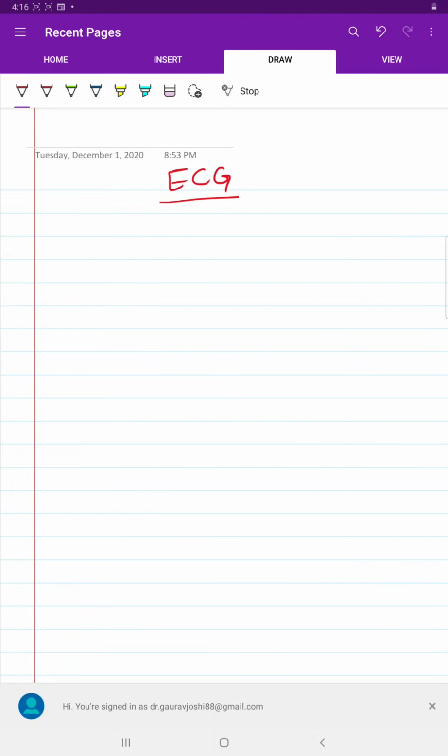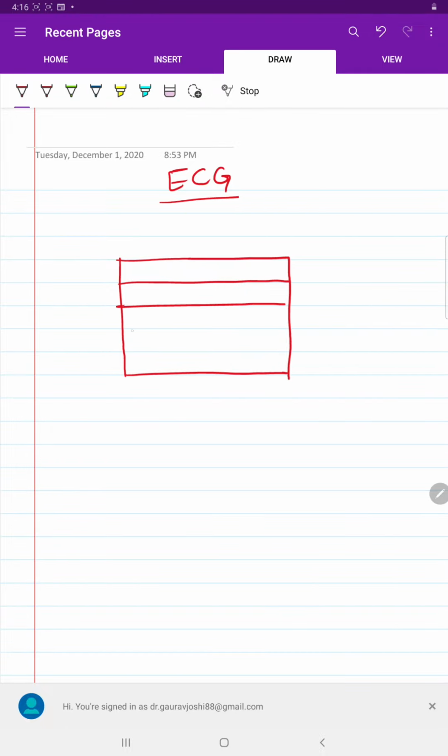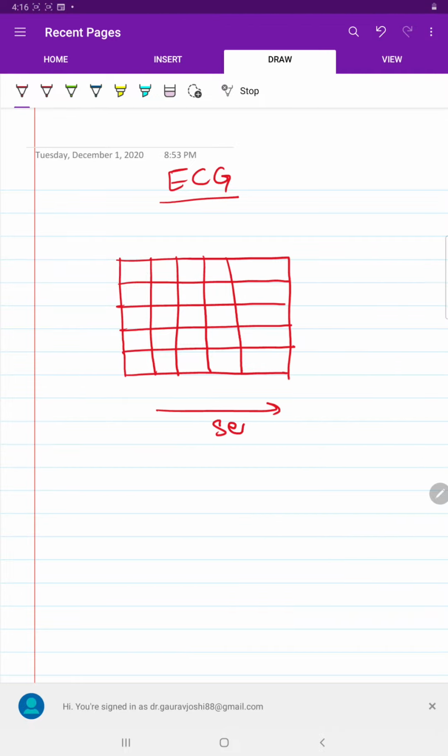Whenever we take ECG strips, what do we see? The first thing we see is these squares. Here we see the time in seconds and here we see the amplitude. Whenever we take the ECG, we must appreciate the small square and the large square. If we can appreciate the squares, ECG becomes easier for us.